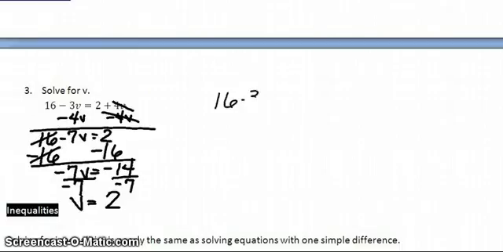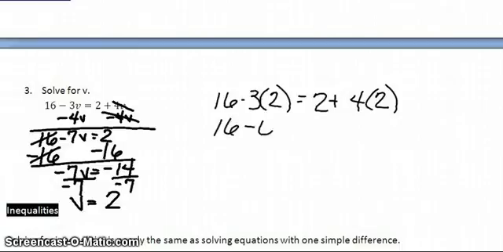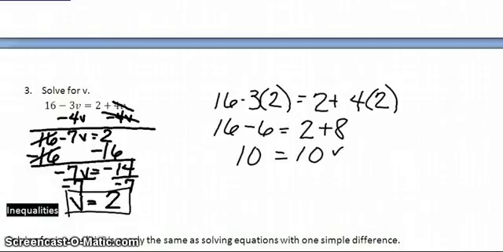16 minus 3, substituting 2 in for v equals 2 plus 4 times 2. Using that order of operations again, take care of my multiplication. 16 minus 6 equals 2 plus 8. 4 times 2 is 8. 16 minus 6 is 10 equals 10. My answer checks, so v equals 2 is the solution for this equation.